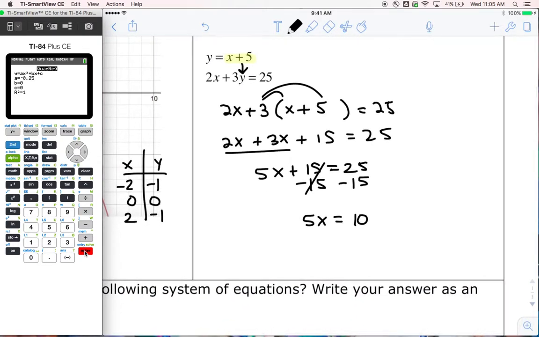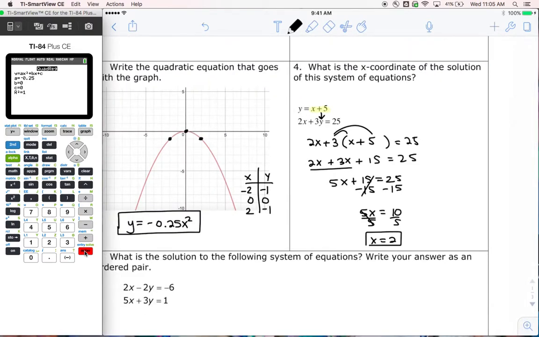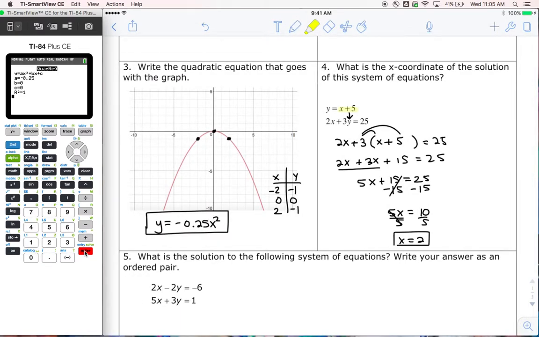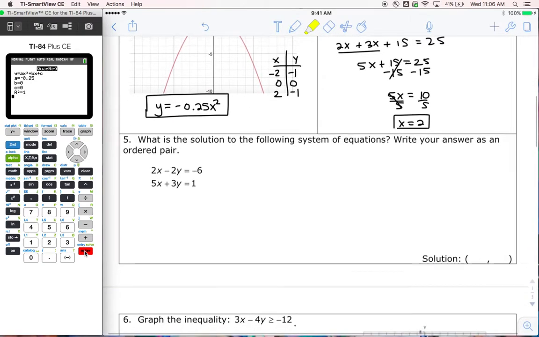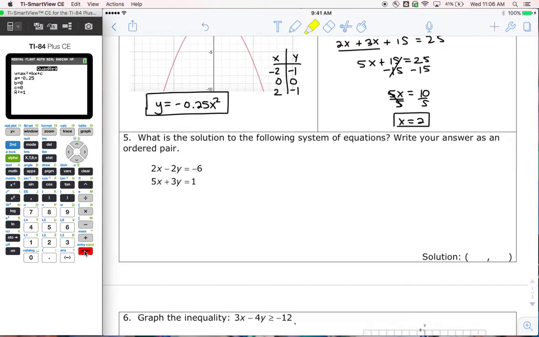And last but not least, we're going to divide both sides by 5, and I've got x is equal to 2. Now remember, this problem only asks you for the x coordinate. Usually you have to do x and y, but not if it says just x, so we're done. All right, problem 5. What is the solution to the following system of equations? And see here we do have an ordered pair. So we're going to have to find x and we got to find y.